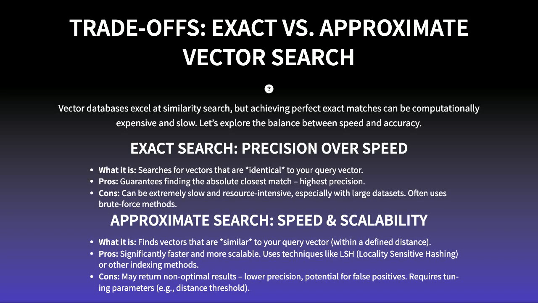Okay, let's talk about how vector databases handle searches. When you want to find things that are exactly like your query, think of it like searching for an exact duplicate. That can be really slow, especially if the database is huge. It's like a full manual search through every single item. However, most of the time, we don't need perfect matches. Instead, we want to find things that are similar.